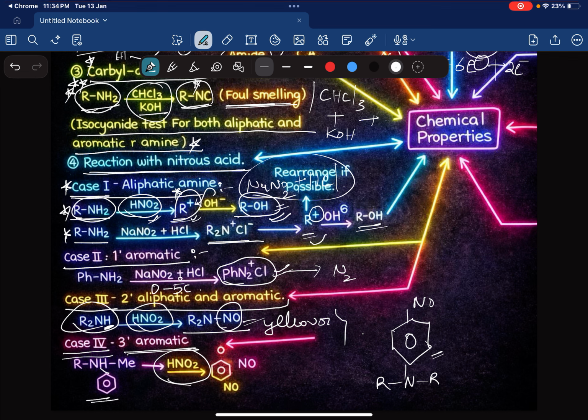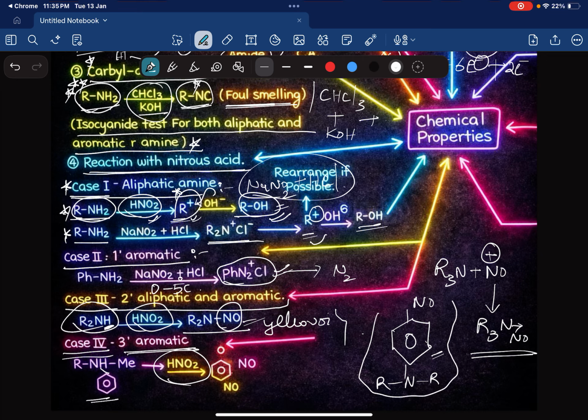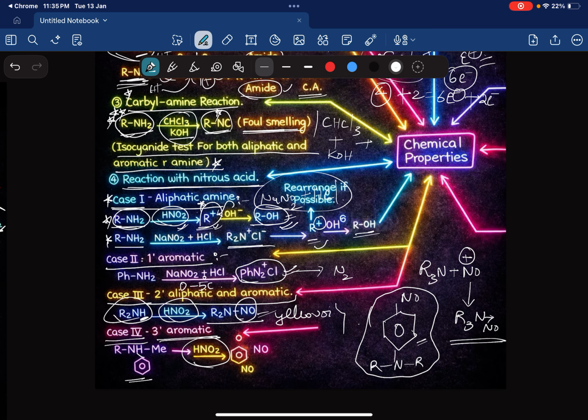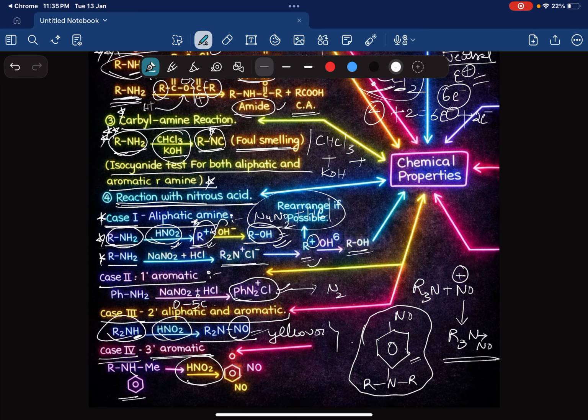In case of aliphatic tertiary amine with HONO or NO plus, we get R3N-NO, a coordinate covalent bond formed with the tertiary aliphatic amine. This product is formed with aromatic primary amine. So this is a very important reaction to separate or differentiate primary, secondary and tertiary amines.